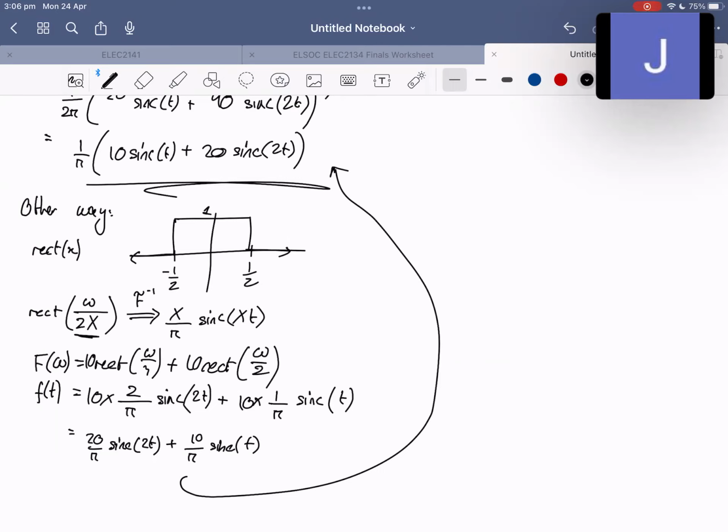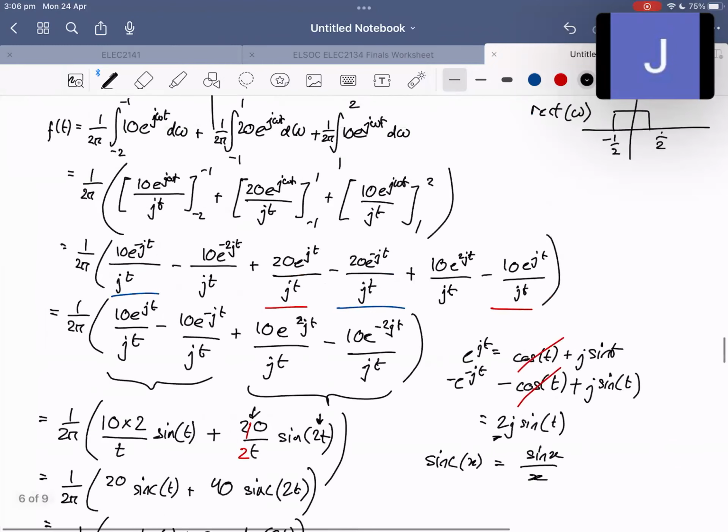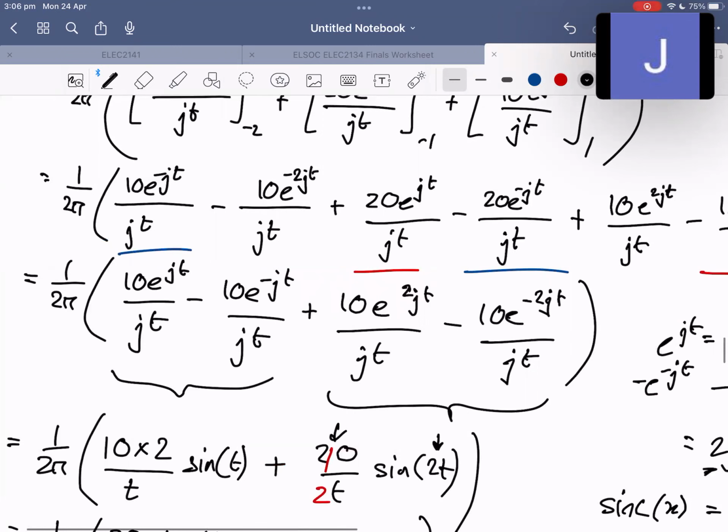Honestly, either way is fine. If you do the integration, it's not that bad because you're literally just integrating exponentials. The only thing that is kind of involved here is recognizing that you can pair these up and convert them into sinusoids, and then recognizing that you've got a sine t over t, so that's sinc.